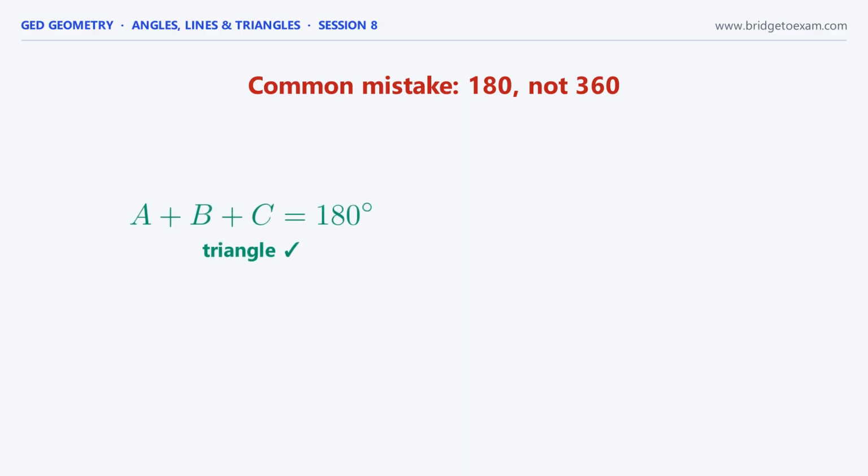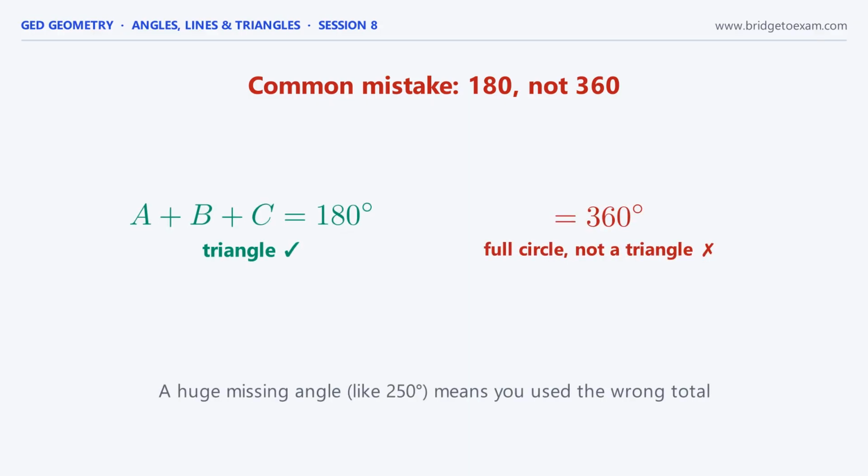Now the most common mistake, and it's an easy one to make. Students sometimes use 360 degrees instead of 180. Remember, 360 is a full circle, the angle all the way around a point. But the inside angles of a triangle add to 180, half of that. If your missing angle comes out huge, like 250 degrees, that's your signal you used the wrong total.